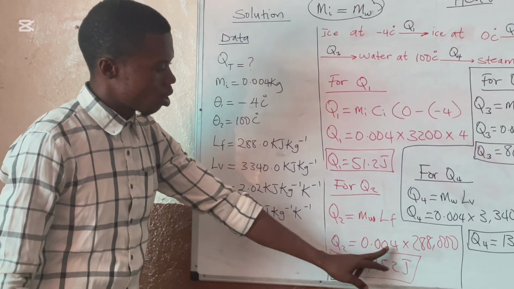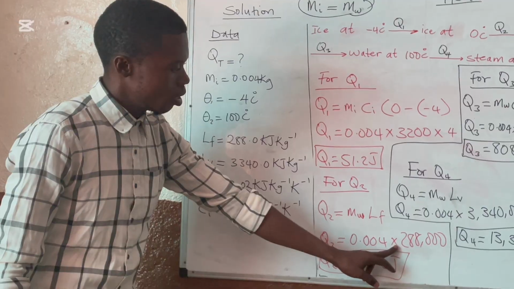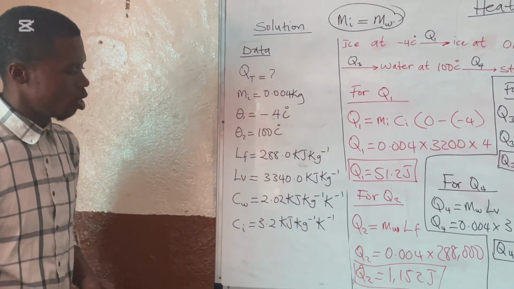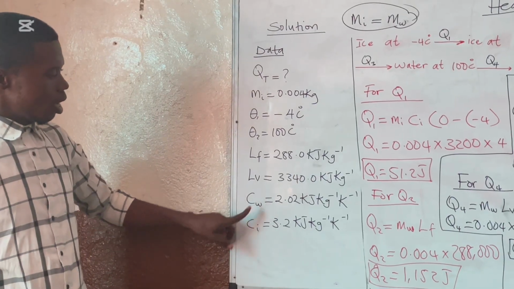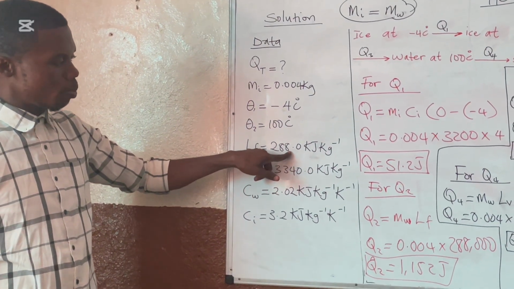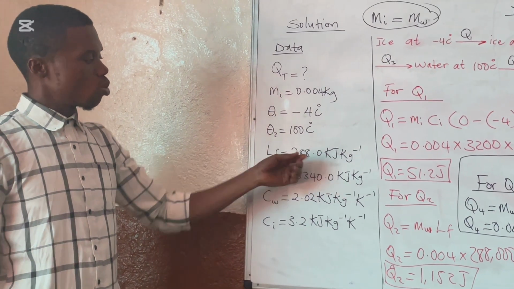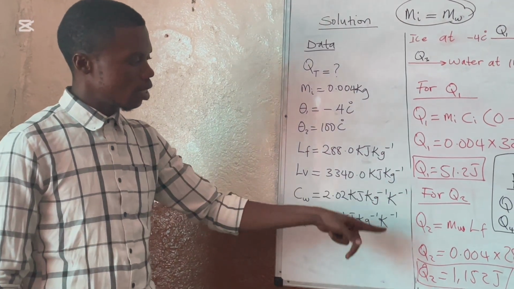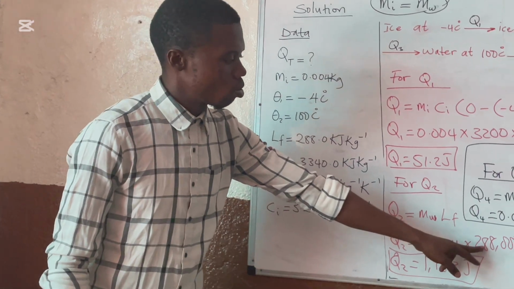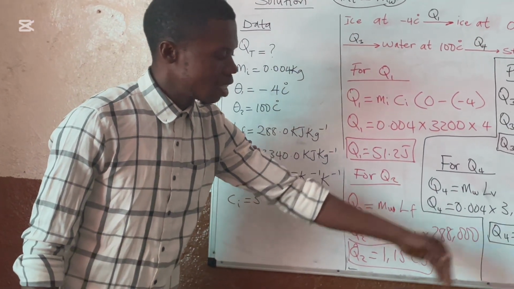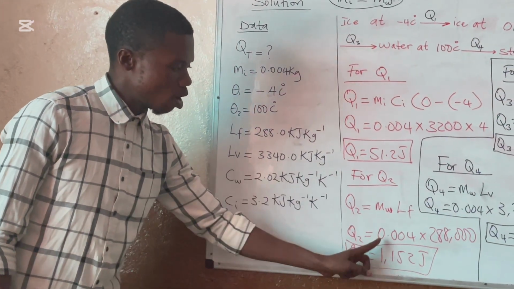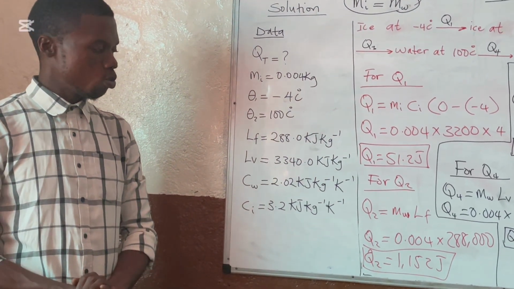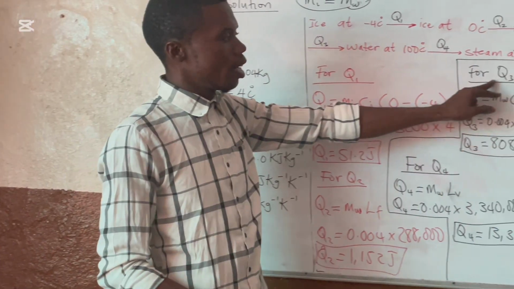Okay, we say 0.004 kilogram times the specific latent heat of fusion of the ice, which is 288.0 kilojoules per kilogram. So we have to convert this to joules per kilogram. Convert that, we have 288,000. Multiply that by 0.004, we get 1,152 joules.